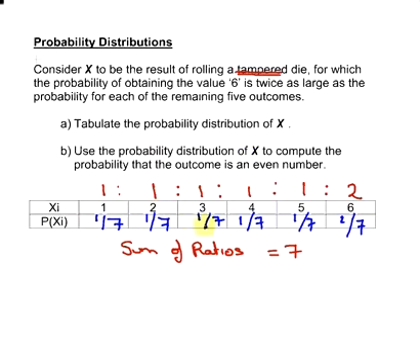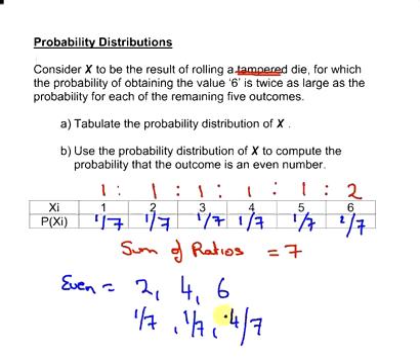Well, the even numbers are as follows: 2, 4, and 6. And the respective probabilities are 1/7, 1/7, and 2/7. So the answer is the sum of those probabilities. These are independent or mutually exclusive events, and the compound probability is those probabilities added up. So we get 4 over 7. And that is the answer to that.